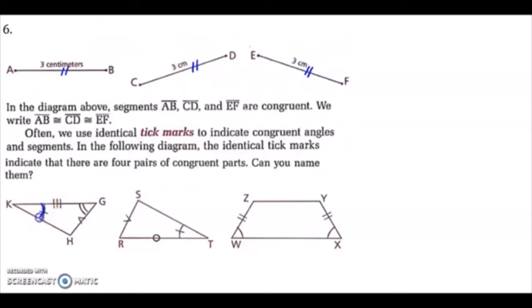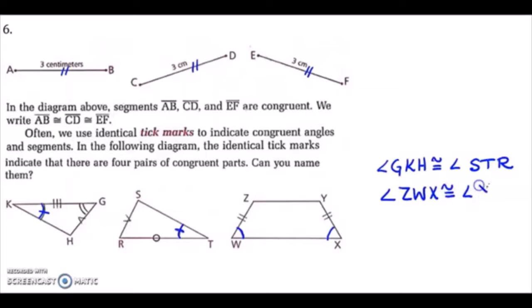I see this angle is marked like that. So is this one. So I can say angle GKH is congruent to angle STR. I can also say, I don't see another angle with the double arc on it. So I can't say anything about G. I do see this angle here is marked the same as that angle there. So I can say angle ZWX is congruent to angle YXW.